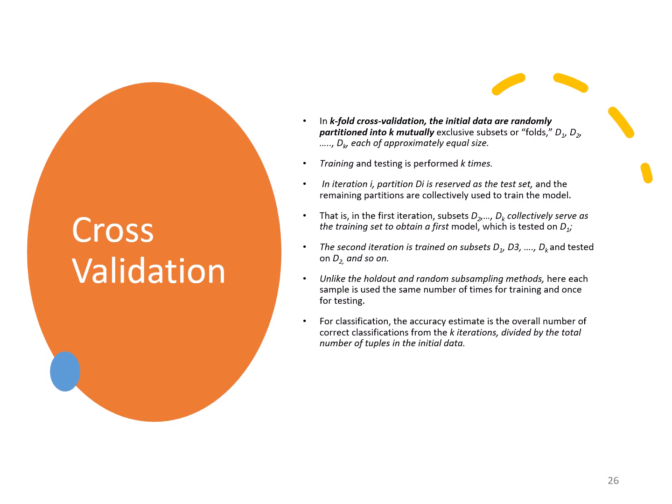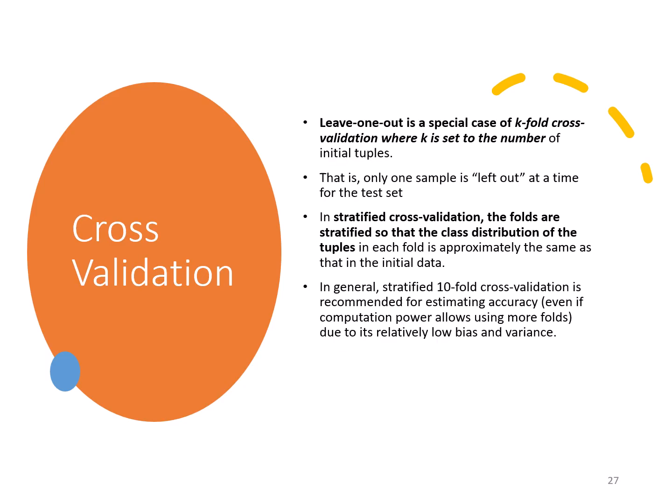Unlike the holdout and random subsampling methods, here each sample is used the same number of times for training and once for testing purposes. Leave-one-out is a special case of k-fold cross-validation where k is set to the number of initial tuples, that is, only one sample is left out at a time for the test set. In stratified cross-validation, the folds are stratified so that the class distribution of the tuples in each fold is approximately the same as that in the initial data.